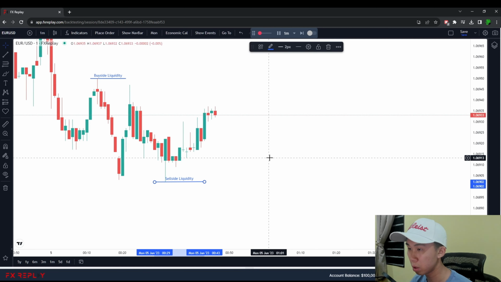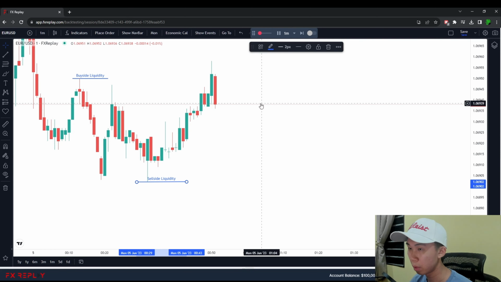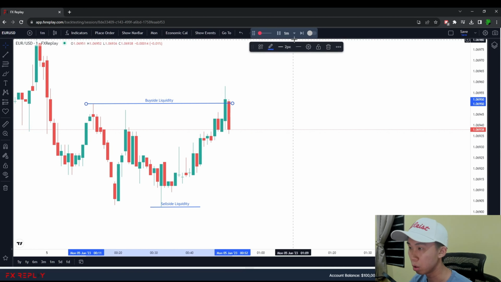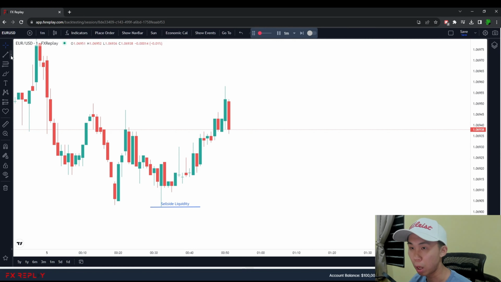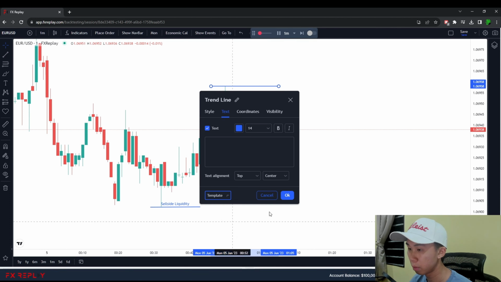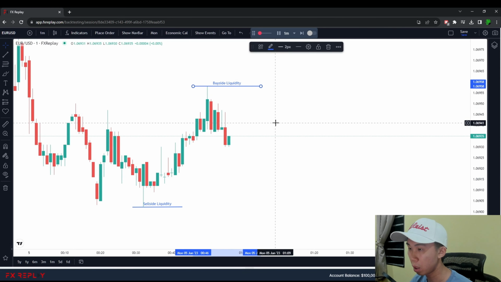Price is moving up still, moving up. Now, can you see this? Price tapped into this buy side liquidity, tapped into it and reversed. So this is useless right now. And this has become a new buy side liquidity. So let's see what happens next.